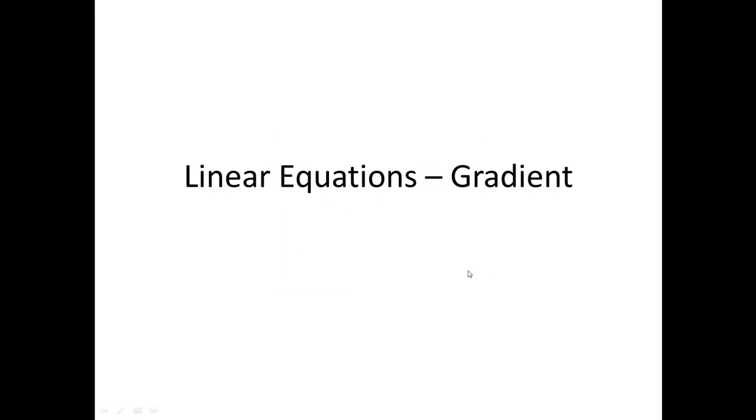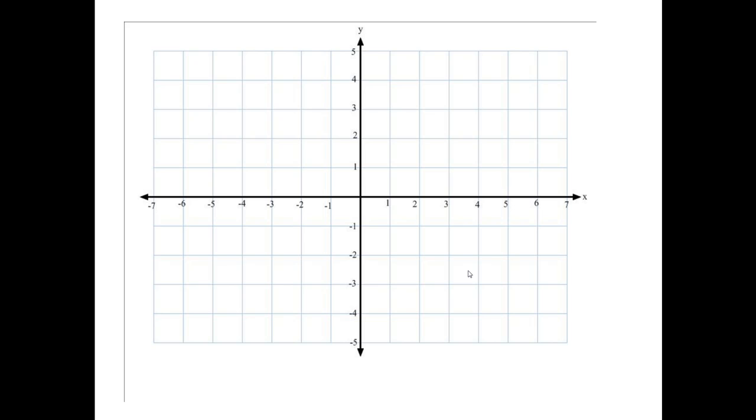Hi, so this is a video discussing how to find the gradient of a linear equation. The gradient tells us how fast a graph is rising, and it tells us about the slope, for example how steep it is or how gentle it is. So, while we have a set of axes, we can put on a linear graph. Now, on that linear graph, we need to be able to tell certain things about it.